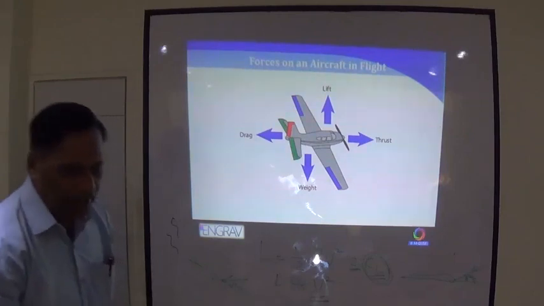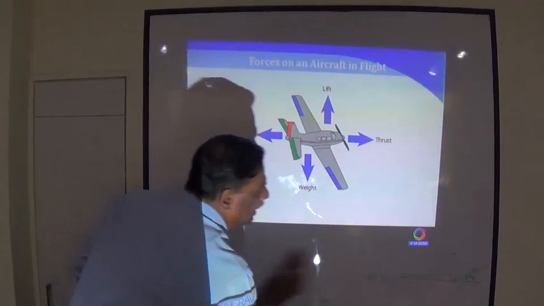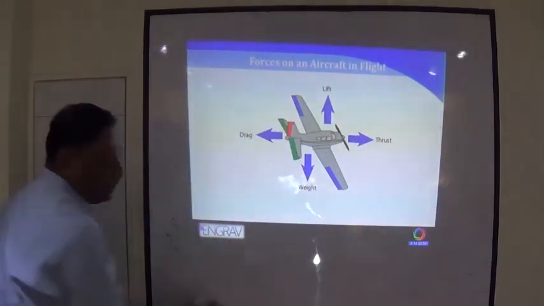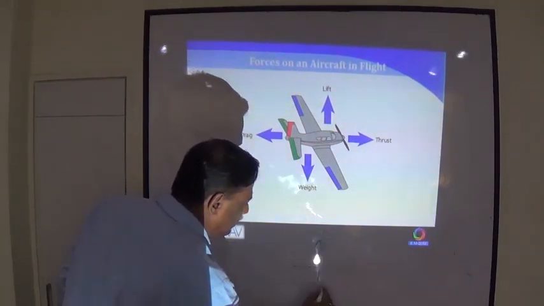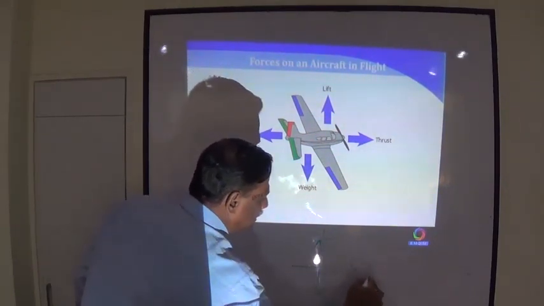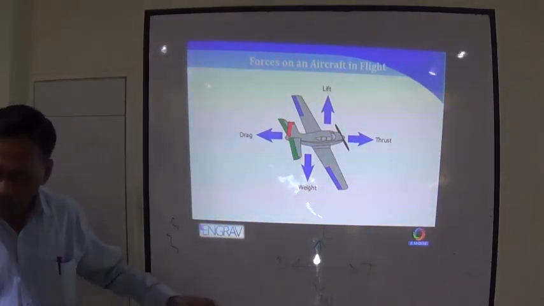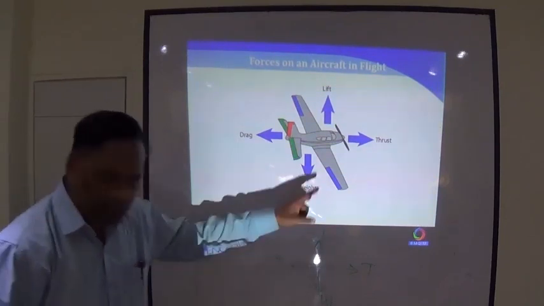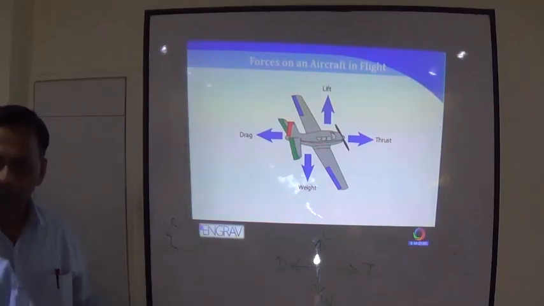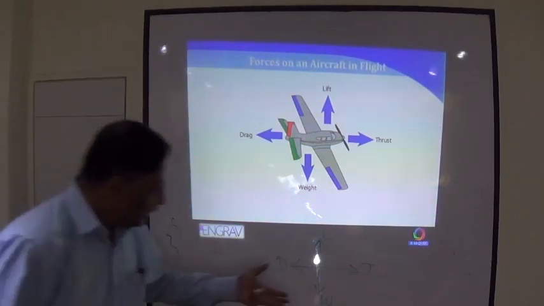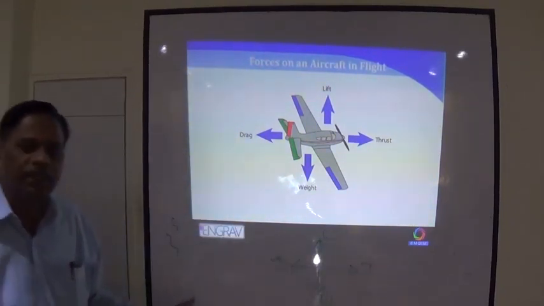So the complete flight of an aeroplane is manipulation of these four forces: lift, weight, thrust, drag. The pilot, by manipulating the controls in the cockpit, is either increasing the lift or increasing the thrust. Weight he has no option on, because when he took off he had a weight. And drag is also based on the airflow against it. So generally he manipulates the lift and the thrust.